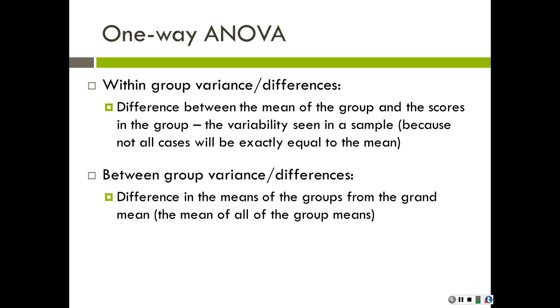So it's the grand mean. You can also get the same exact score if you take everybody's score, add them up, and divide them by the number of scores. So the grand mean is just the mean for everybody in the sample.